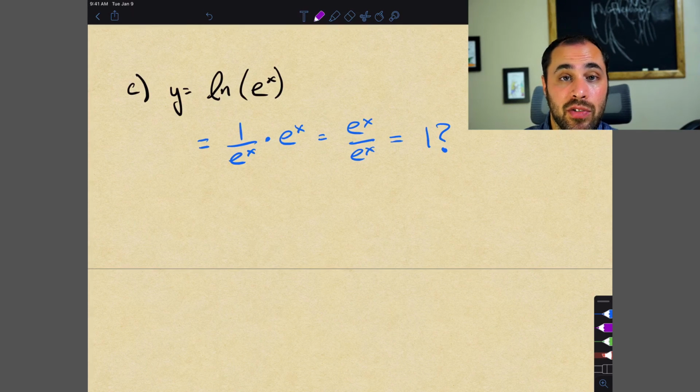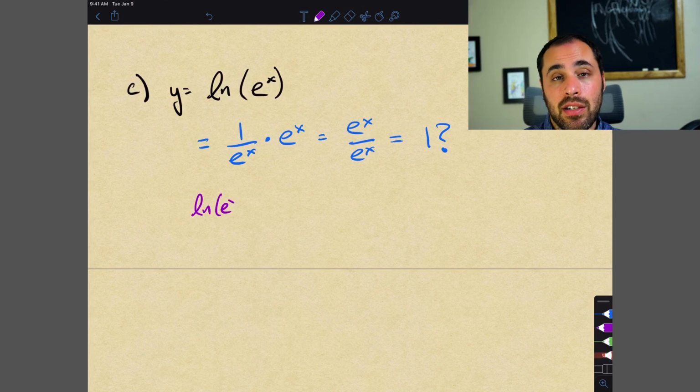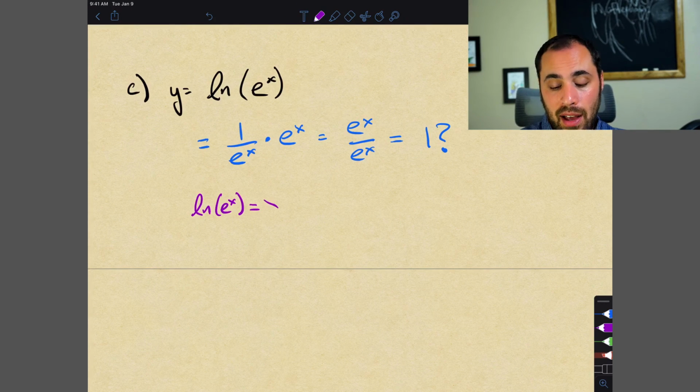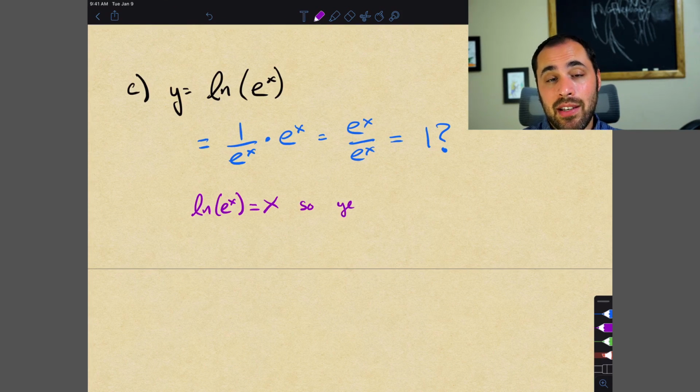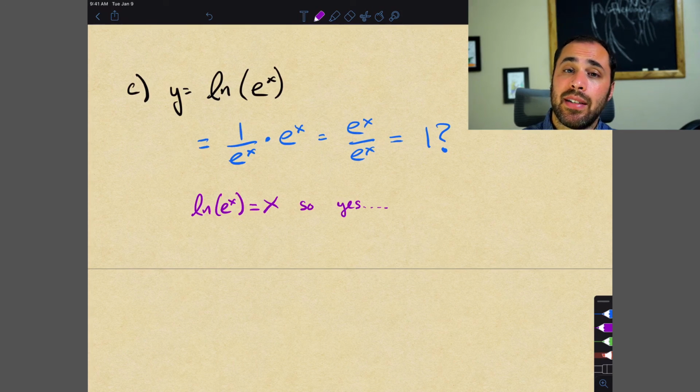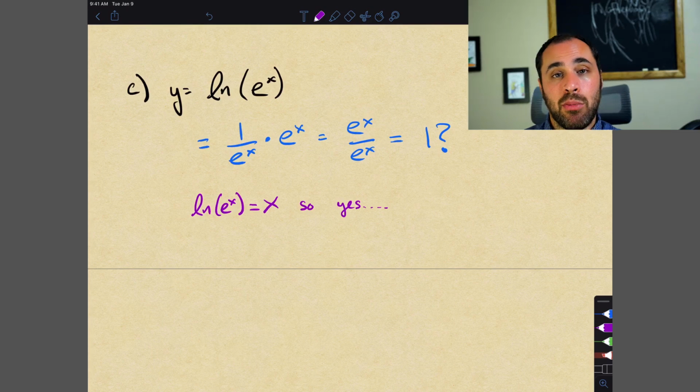To say these are inverse functions means they cancel each other out. Another way to see that, ln of e to the x is asking what power of e will give us e to the x? Well, the answer is x. And of course the derivative of x is just 1. So we'll see some more examples in class.